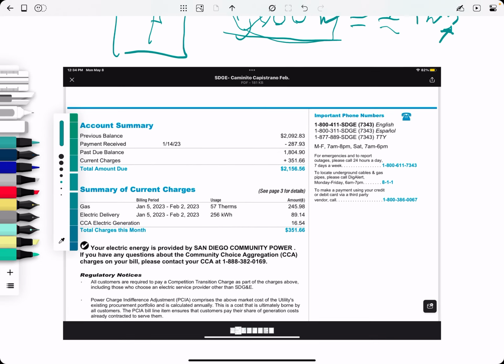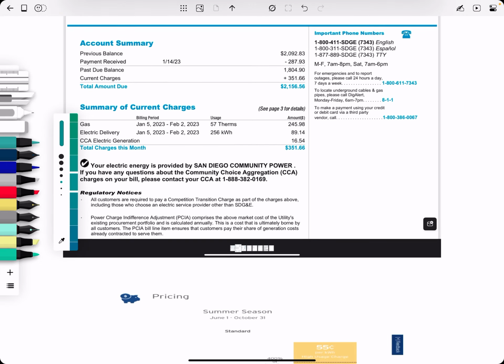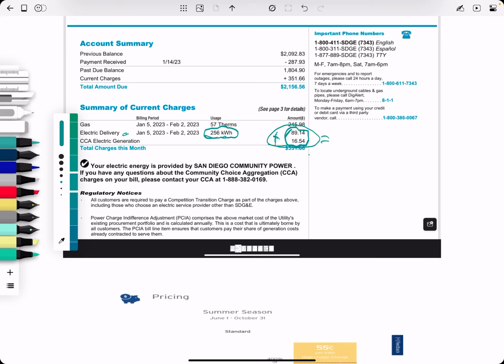Now that you got that down, where do you find this stuff? Well, we look at the bill here. In this bill, you'll find where there's an electric delivery charge. They give you your total right here: 256 kilowatt hours. For that total, you're being charged delivery and generation, so you have to add both of these up. Once you add this up, then you find the total.